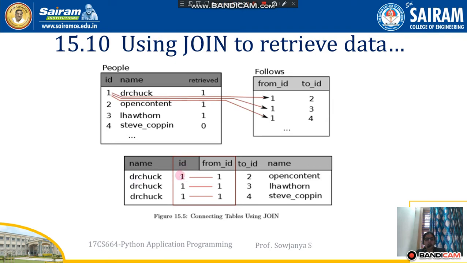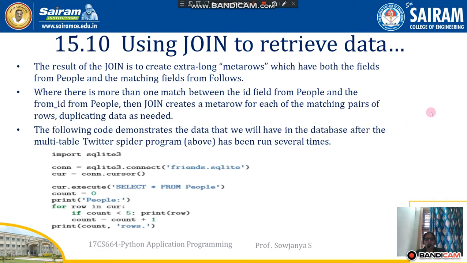The id is 1, that is Dr. Chuck, name should be Dr. Chuck, id in follows is 1 and id in the people table is 1. So it is connecting this one, and the remaining data will be joined here. That is how we can connect the tables using JOIN.